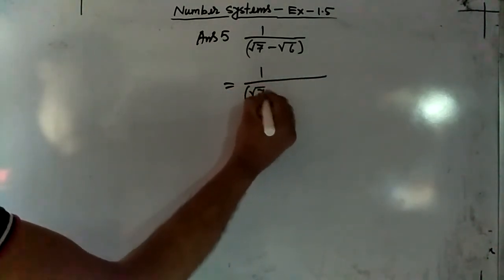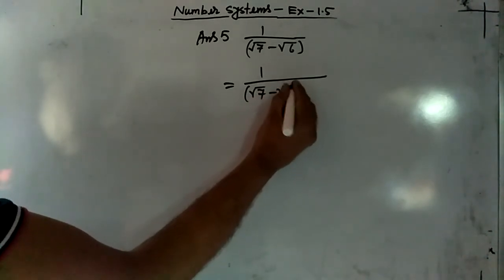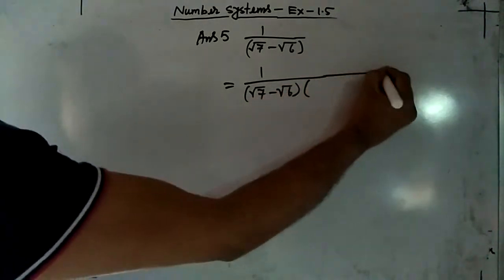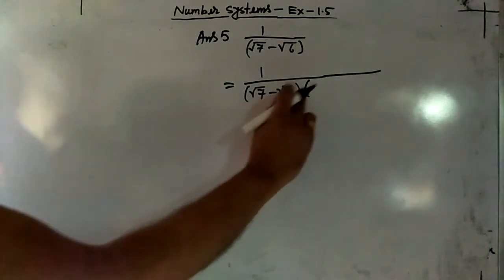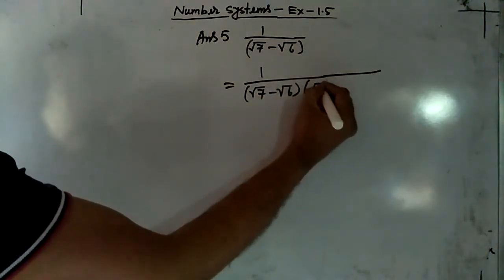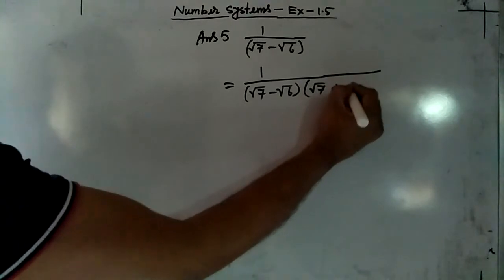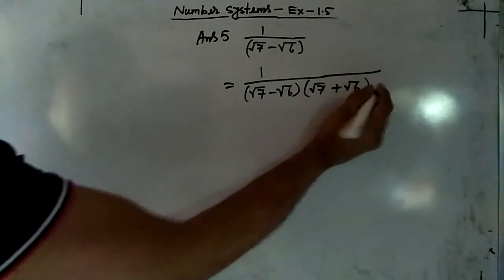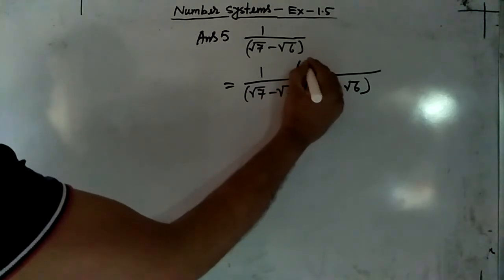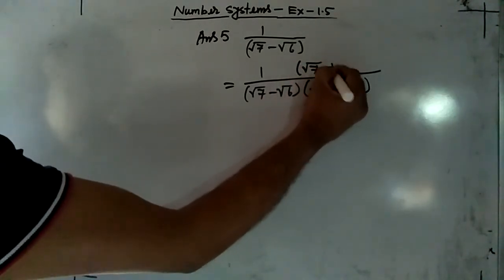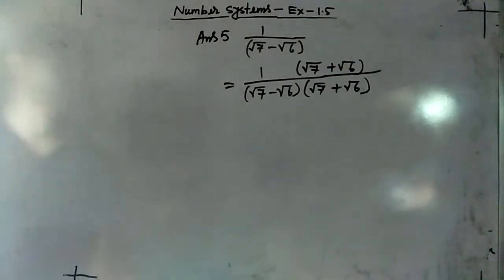So a plus b you have to multiply with the numerator also and the denominator also. So root 7 minus root 6, a minus b is given. So to make it rational in the denominator, a plus b, that means root 7 plus root 6, we have to multiply. If we multiply with the denominator, you have to multiply with the numerator also, root 7 plus root 6. Clear?